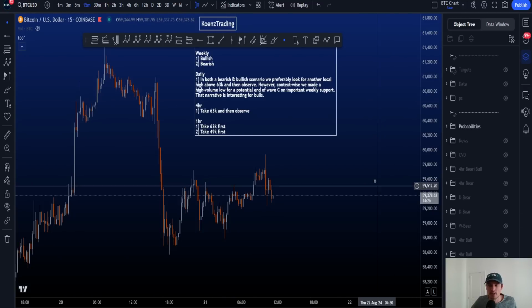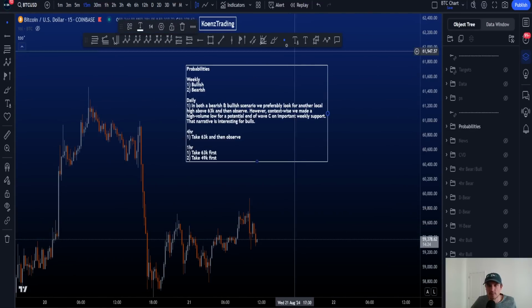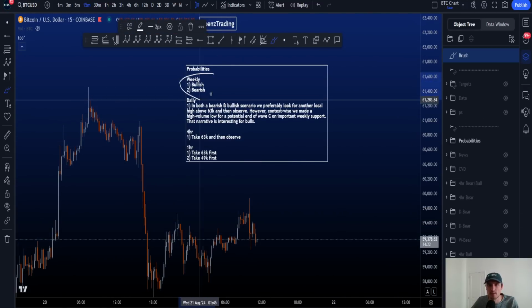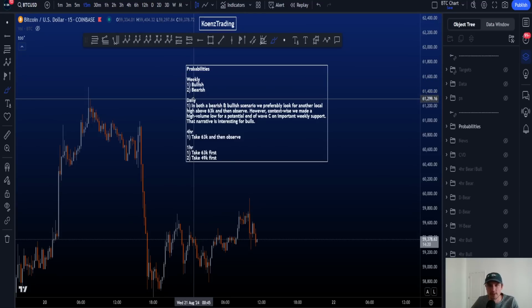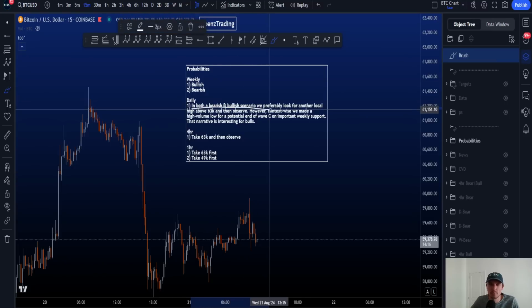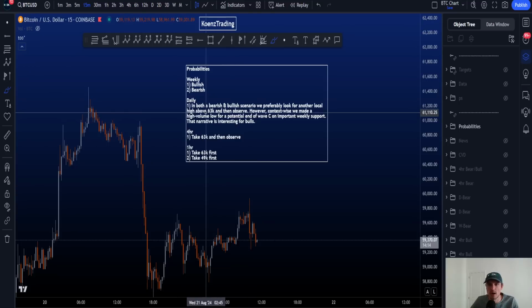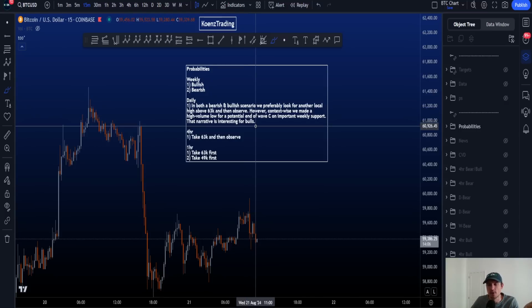And if we then finally look at the probabilities of the different scenarios, then on the weekly time frame, probability is higher for the bulls than the bears. On the daily time frame, in both the bearish and bullish scenario, we preferably look for another local high above 63K and then take it from there. However, context-wise, we made a high volume low for a potential end of a wave C on important weekly support. So that narrative is at least interesting for the bulls.